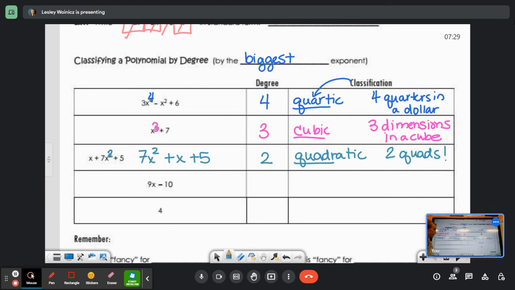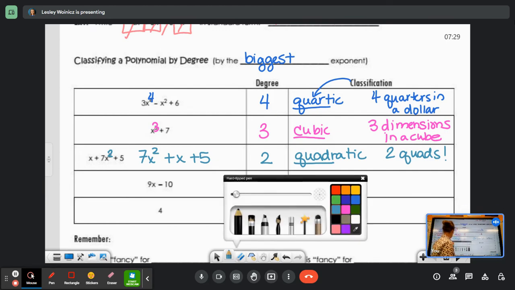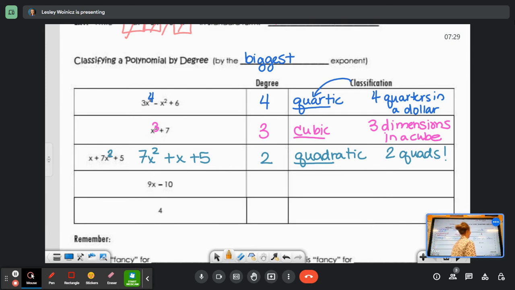Okay. If you have more than 2 quads, you should see a doctor. All right, next. This one has the invisible power of 1. It's not written in there, but we know it's there. So its degree is 1.